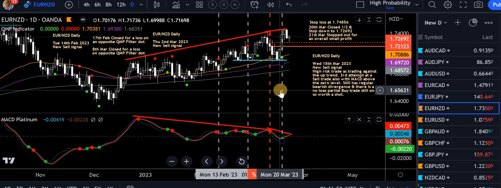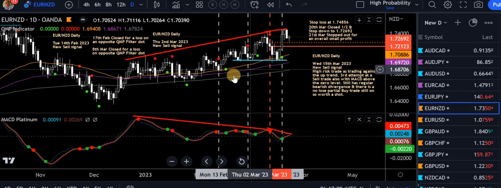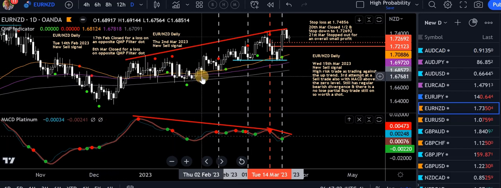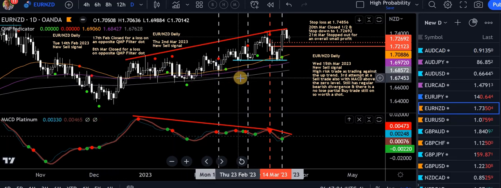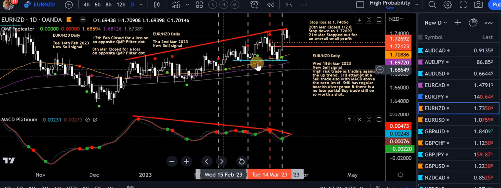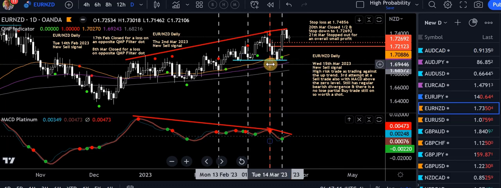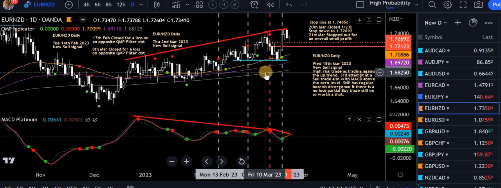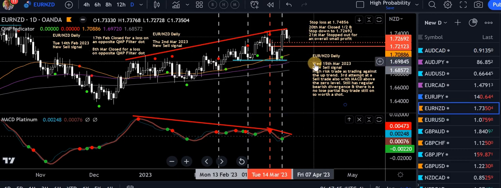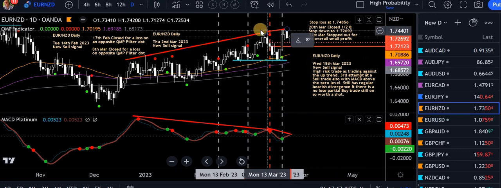Yeah, definitely got stopped out. All right, so I've had a couple of goes at sell trades here and closed them out on opposite QMP filter dots. That's these two grey vertical lines here. Then we took the sell on the 15th of March. So my initial stop was up here somewhere.